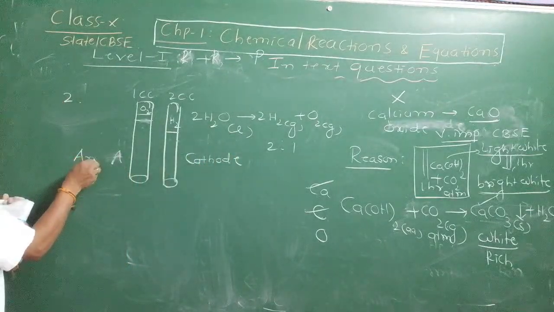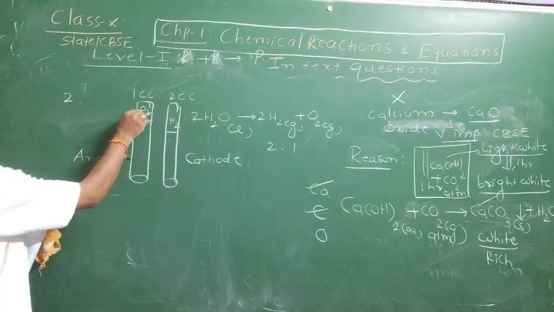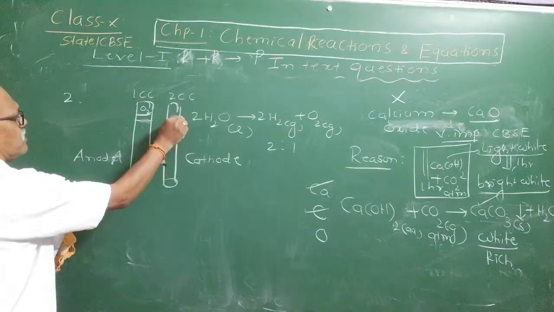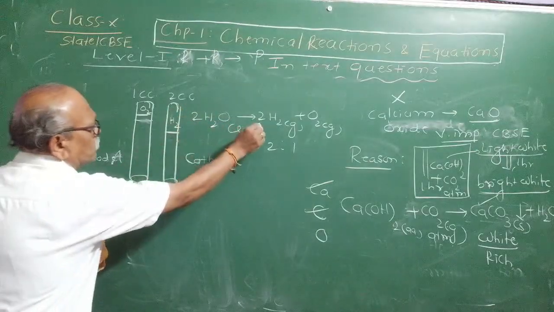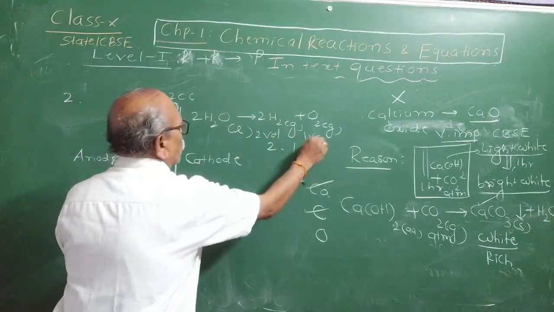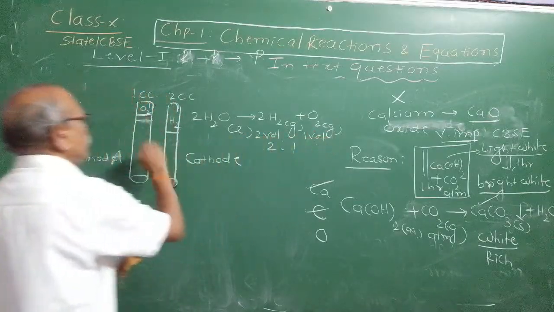At the anode, oxygen gas is collected. I will not go for a detailed diagram. This ratio will be 2 because on decomposition, 2 volumes of hydrogen and 1 volume of oxygen are formed. Therefore, it is double the other.